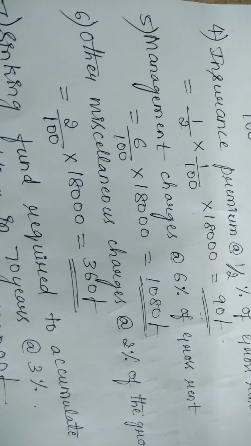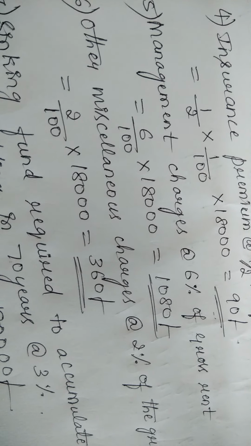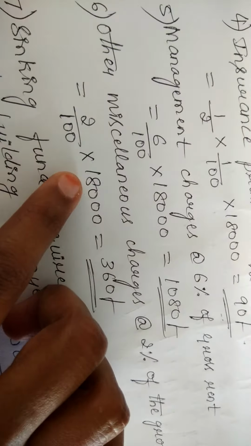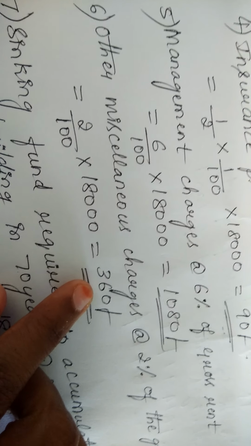Then if you consider any other miscellaneous charges, the miscellaneous charges have to be considered about 2% of the gross amount. The 2% of 18,000 gives you a value of 360 rupees.